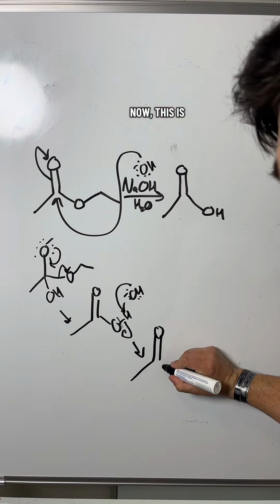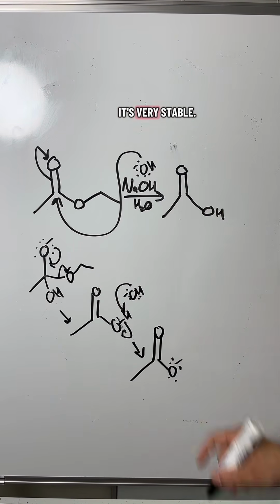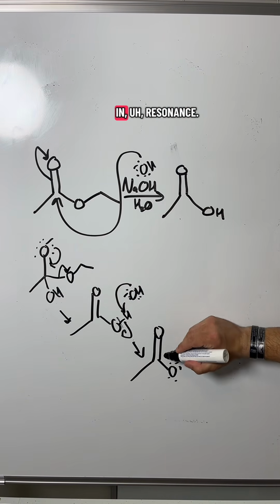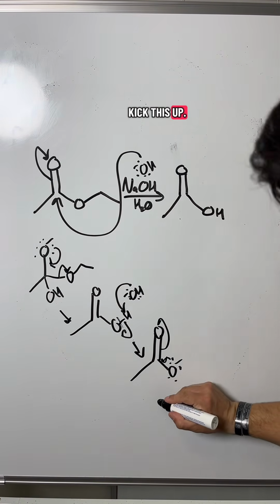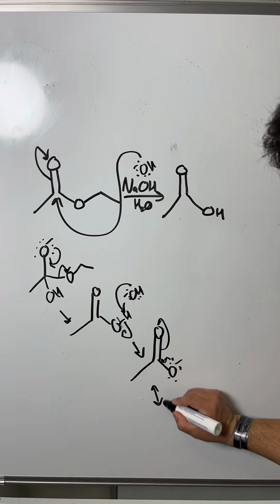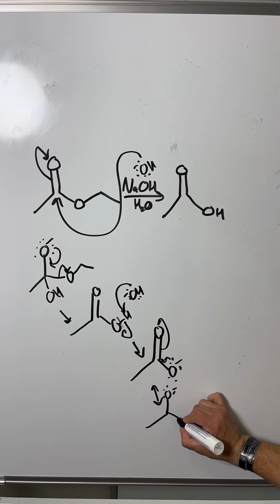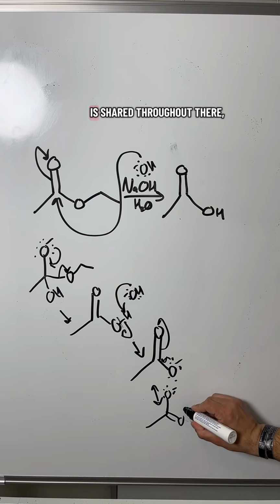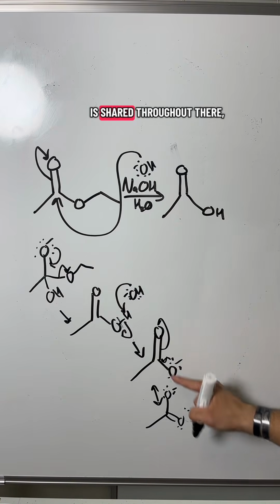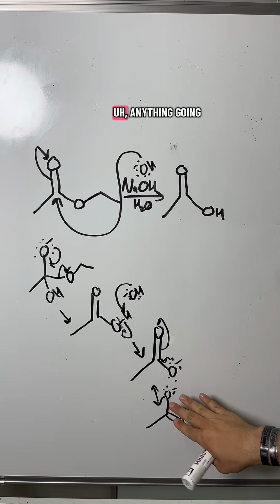Now, this is what makes this irreversible because this carboxylate ion is very stable. It can participate in resonance. We can go here, kick this up. Now we have this, where this is positively charged, and that positive charge, negatively charged. This negative charge is shared throughout there, making this much more stable. So we don't really have to worry about anything going on with that.